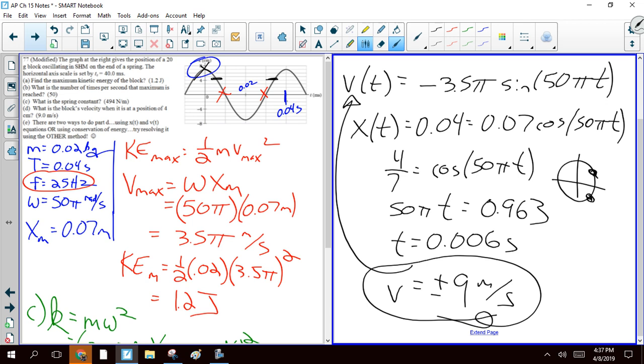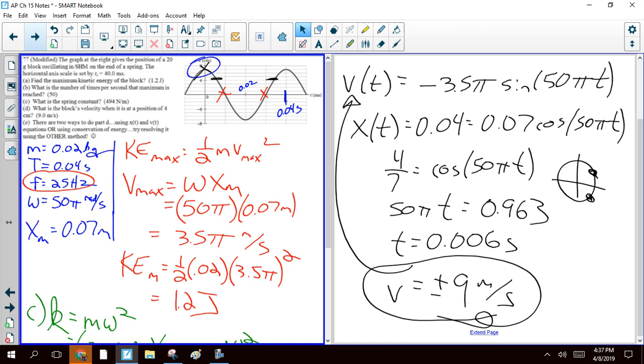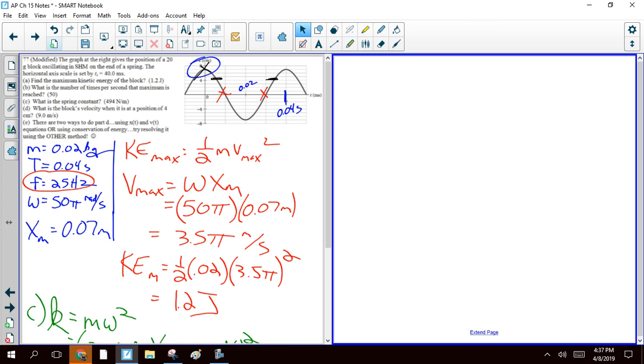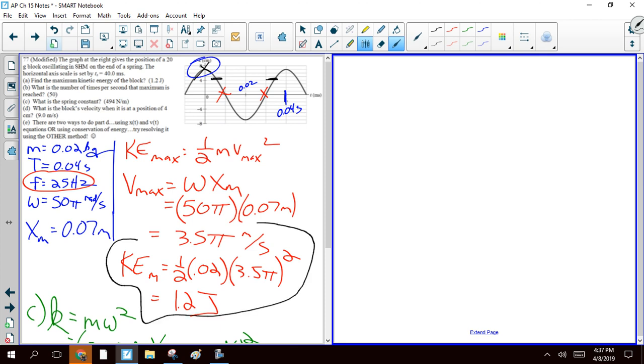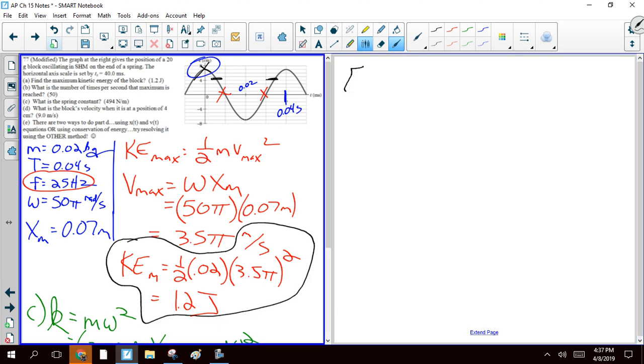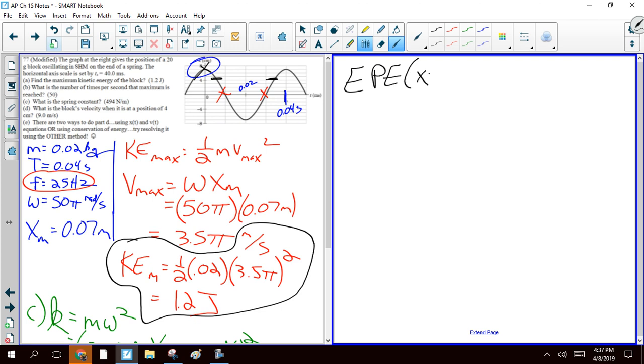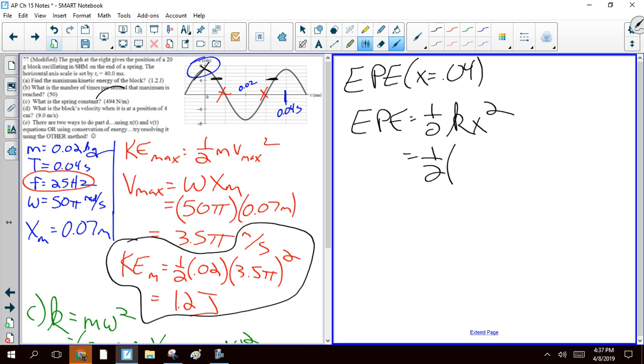Here's what I'm going to do: let's go back and do that again. We already figured out a whole bunch of stuff in parts A, B, and C. We know our total energy is constant. In fact, our total energy has got to equal our maximum kinetic energy. So let's find our elastic potential energy at x equals 0.04. Elastic potential energy is 1/2 kx squared, so that's 1/2 k, which we found in part C was 494, times x, which is 0.04. Don't forget to square it.